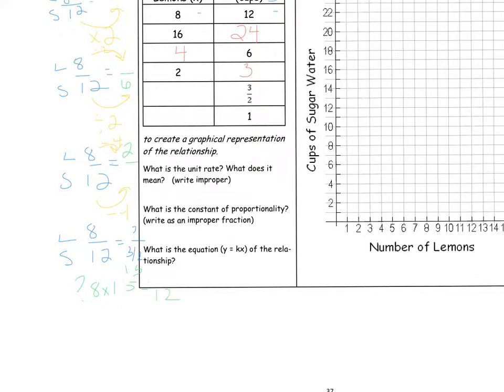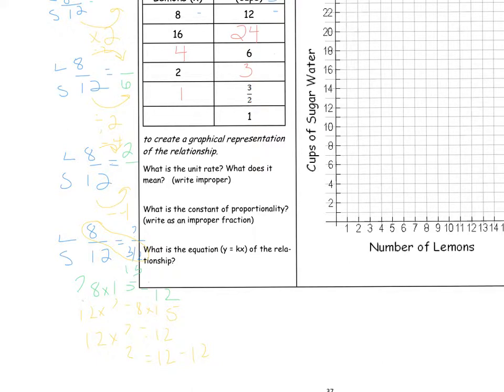The reason we would divide by 12, in case you need to see it, is we would get 12 times question mark equals 8 times 3 halves. You get 12 times question mark equals 12. So we then end up with question mark equals 12 divided by 12, and we end up with the answer of 1. So therefore, if I have 1 lemon, I'm using 3 halves, 1.5 cups of sugar water.